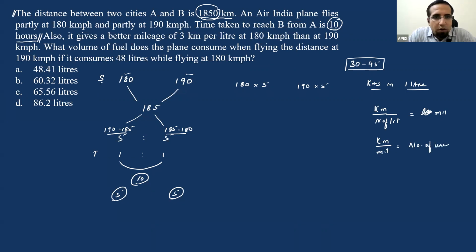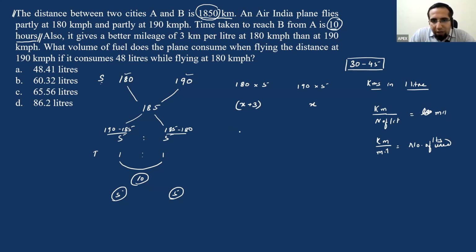Right. Now, so we know that the mileage at 190, if it is X, the mileage at 180 is X plus 3. So I'm getting more mileage, right? What volume of the fuel does the plane consume when flying at a distance of 190 kilometers an hour if it consumes 48 liters while traveling at 180 kilometers an hour? So we know this relationship, okay?